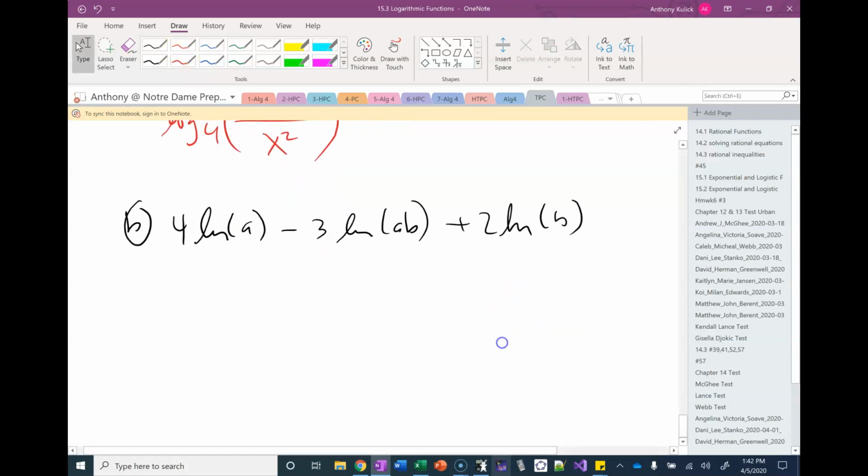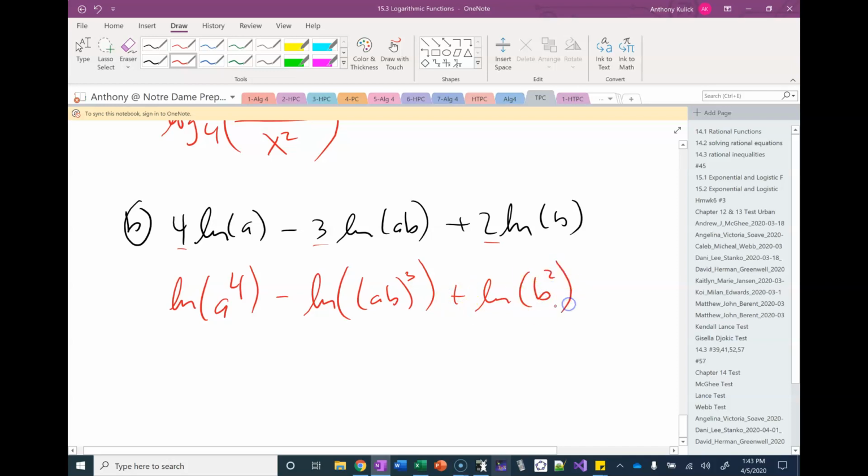So let's do this one last example here. Again, we're going to look for power properties to start. Remember the power property, what we're looking for is a coefficient. We have a coefficient in each of these. So those coefficients are just going to turn into exponents. Now we have to be a little bit careful here because this 3 is going to apply to the a and the b together. So I'm going to write it that way. And remember here, when I have an exponent of a product, that exponent applies to both parts of my product.